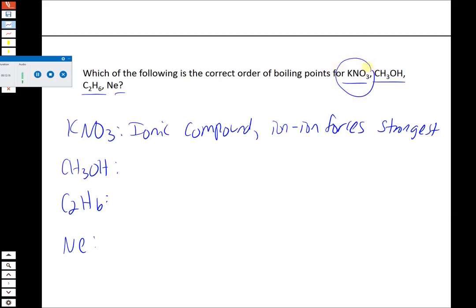If you see an ionic compound in your list, that should be the one that you identify as the highest boiling point. So this is the only ionic compound in the list, so it's going to have the highest boiling point. Ionic compounds always have higher boiling points than covalent compounds or other non-metal elements.